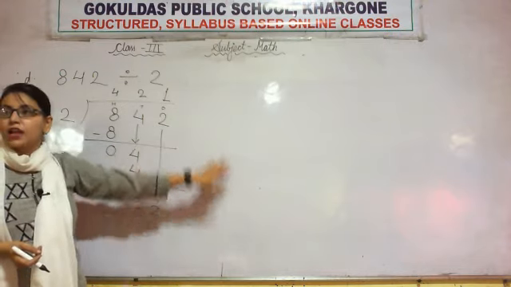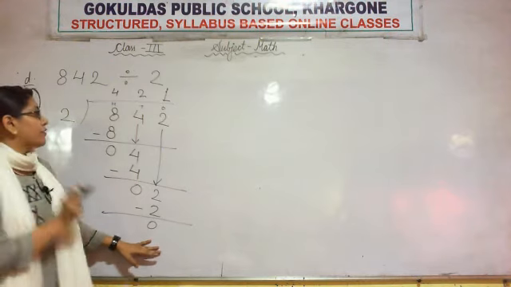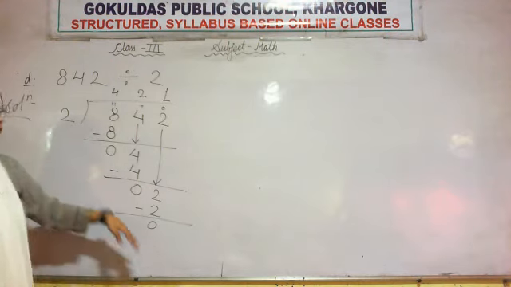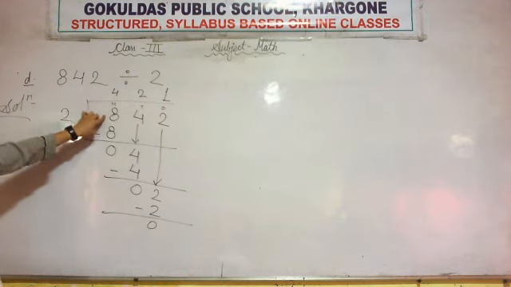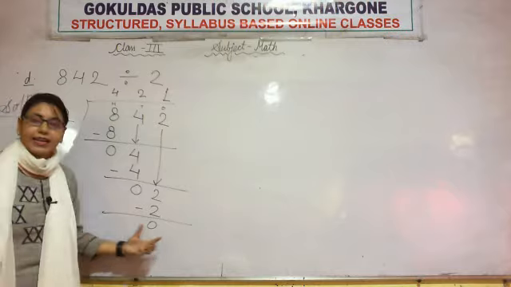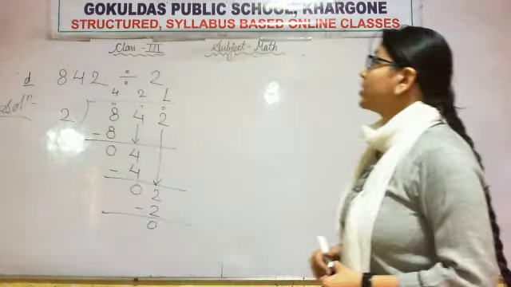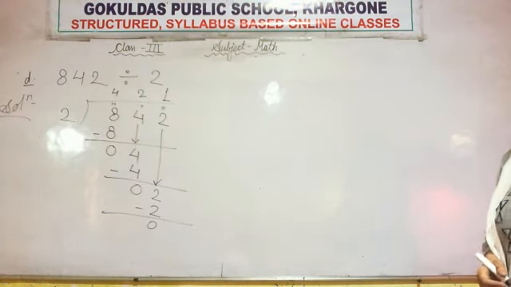Now no number is there for bringing down and we got 0 as remainder. It means we are done with our division. So 842 divided by 2 is 421 with remainder 0. Okay students? Note this down. Or you can take a screenshot also.